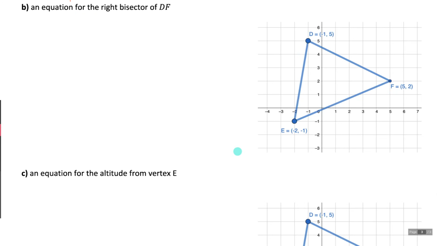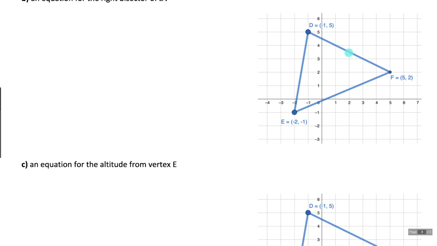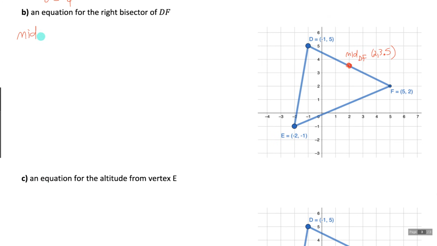Let's now do the right bisector of DF. The right bisector of DF I know will pass through the midpoint of DF, which we've already calculated as the point 2, 3.5, so I'm going to label that. And I know it's going to intersect DF at a 90-degree angle. So I'll just record that here as well. Mid DF is 2, 7 over 2, or as a decimal, 2, 3.5. And I know it's going to intersect DF at a 90-degree angle.